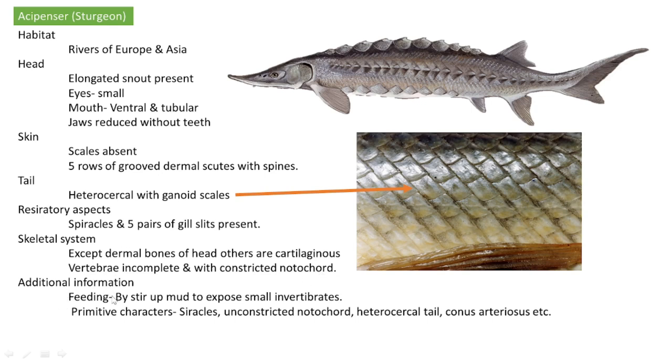Additional information also there. Feeding. How they feed? By stirring up mud to expose small invertebrates. Using that snout, it stirs up the mud to expose small invertebrates. Primitive characters are also present, like spiracles, unconstricted notochord, heterocercal tail, conus arteriosus, etc.